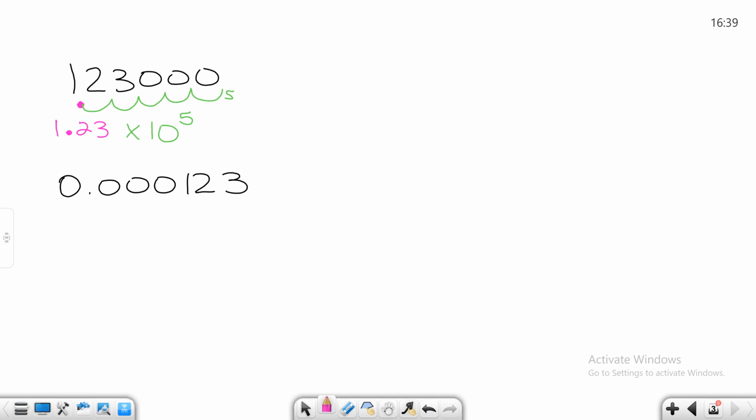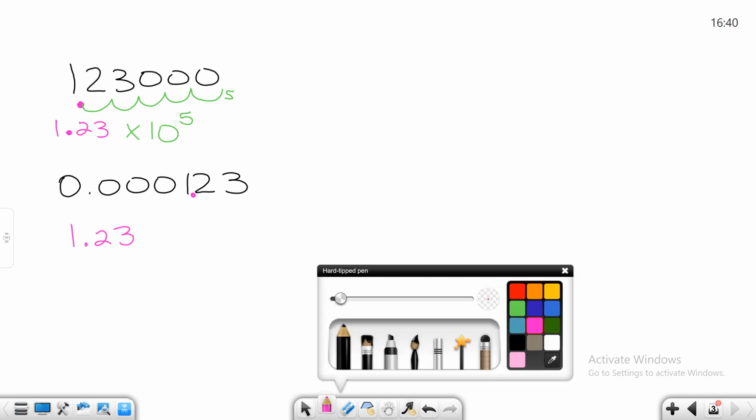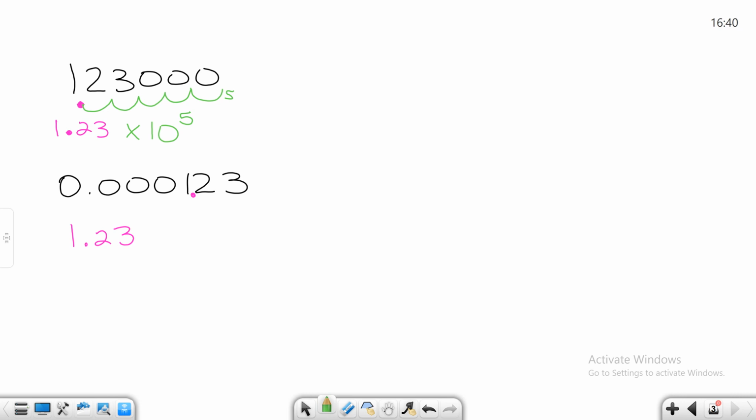I want to write this number between 1 and 10. So I know it goes here. 1.23. And then I'm going to go ahead and count my place values, not counting my zeros. 1, 2, 3, 4 times 10 to the -4. Now, how did I know that it was going to be a negative and not a positive number? Well, notice here I'm counting to the right, and notice here that I am counting to the left.